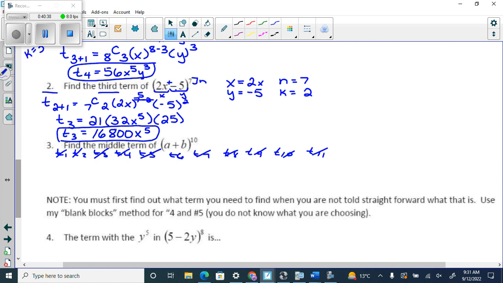When you're finding term 6, what are we saying K is? 5. So we're doing T5 plus 1 equals, and then this is our X, this is our Y, this is our N. So X is A, Y is B, N is 10, K is 5.